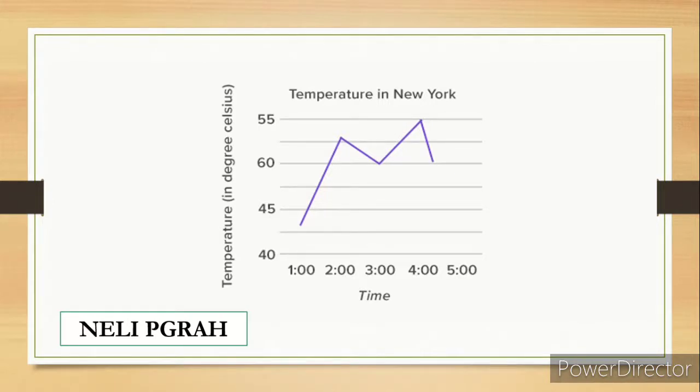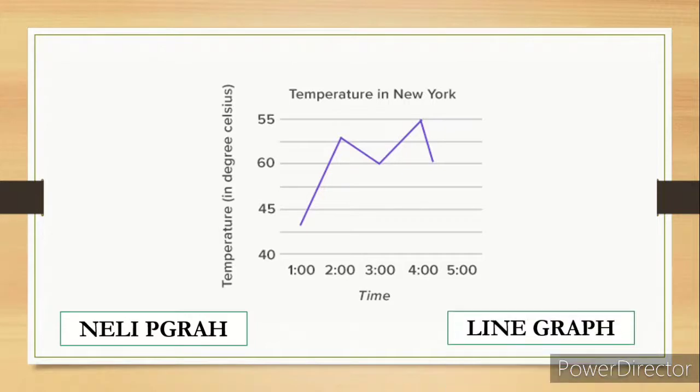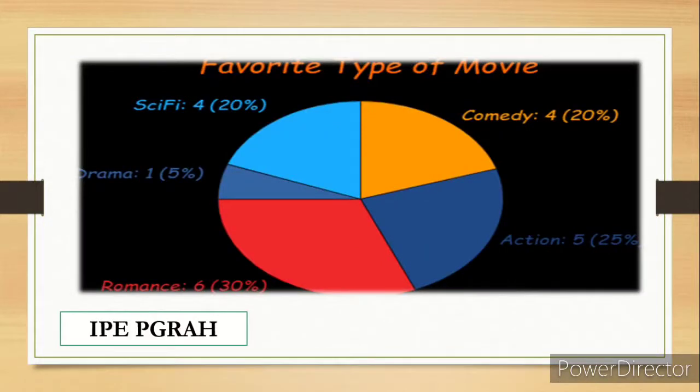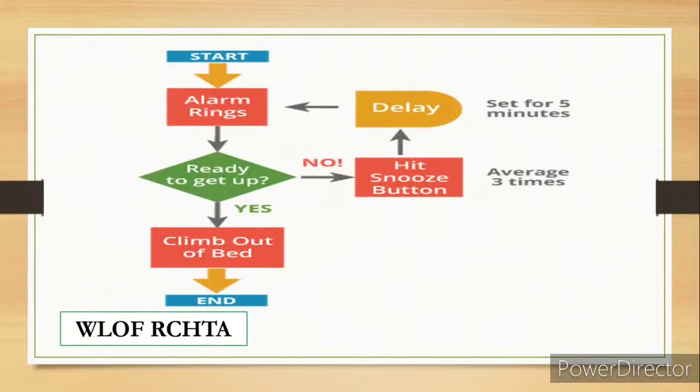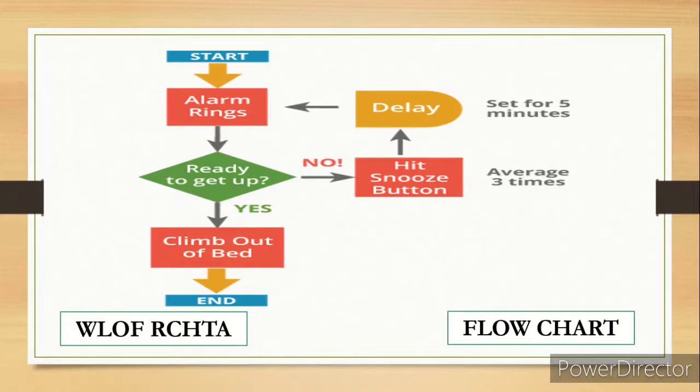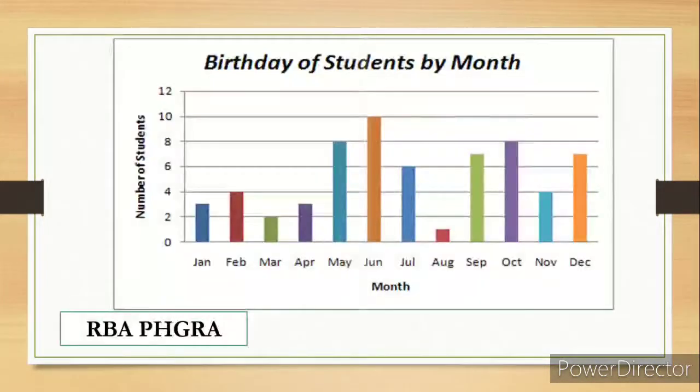Very good. This is an example of a line graph. Next. Correct! This is a pie graph. Next. What do you call this one? Great! This is an example of a flowchart. Next. Alright, what is this one? Very good. This is a bar graph.